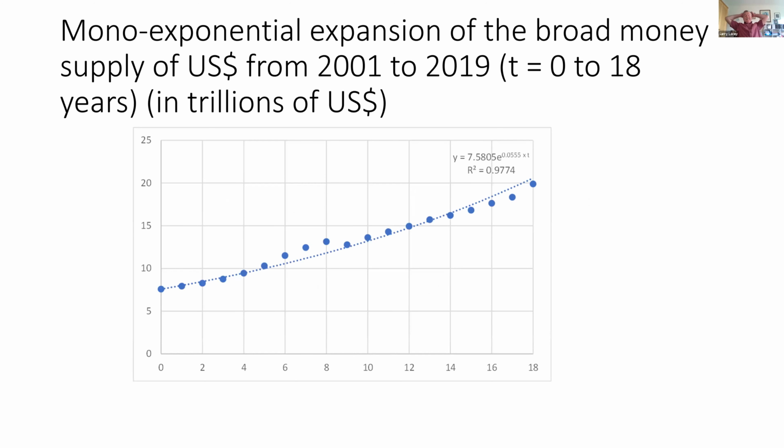So what we have here is effectively the US dollar money supply as a time series, from the year 2001 to 2019. I'm putting T0 as 2001, so you'll see in the graph it goes from 0 to 18. That's 2001 to 2019. So there's the annual money supply, and that's what the blue dots are.